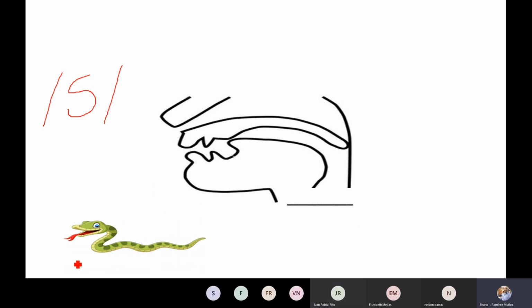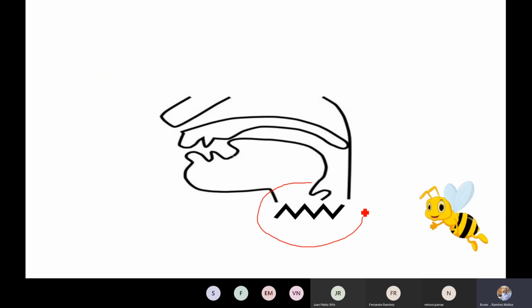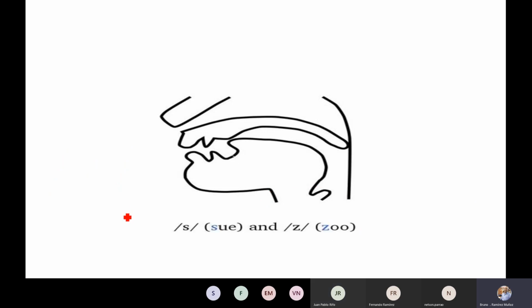So this is a good clue, right? I gave this clue because if the snake is not here, it might look a bit similar to other sounds. Right, a little bit similar. And the next one, what if you add vibration here? Z. Zzz, perfect. Good job. S as in Sue, Z as in zoo.